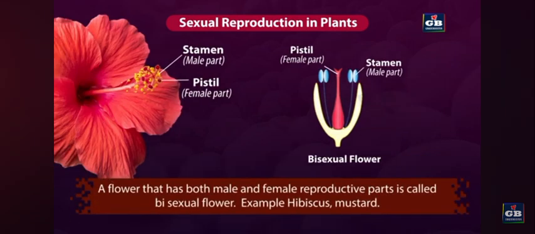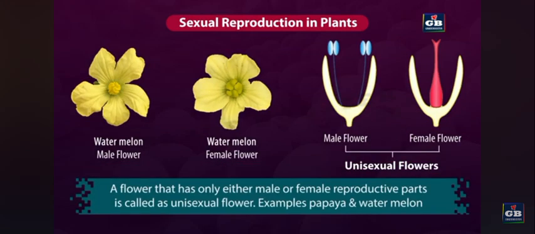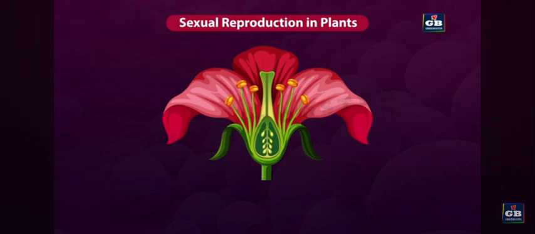A flower that has both male and female reproductive parts is called bisexual flower. Example, hibiscus, mustard. A flower that has only either male or female reproductive parts is called unisexual flower. Examples, papaya and watermelon. Now let us study the reproductive parts of the flower.